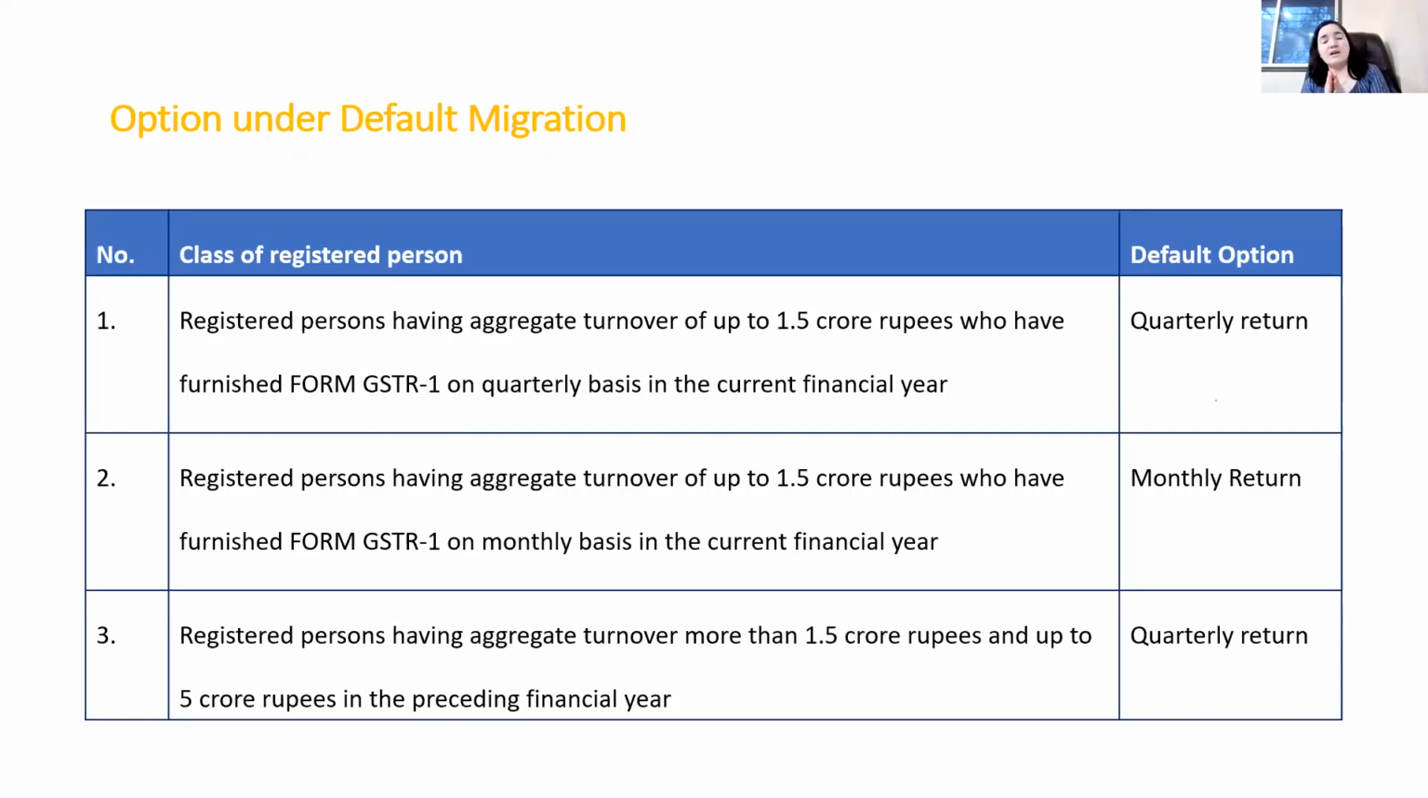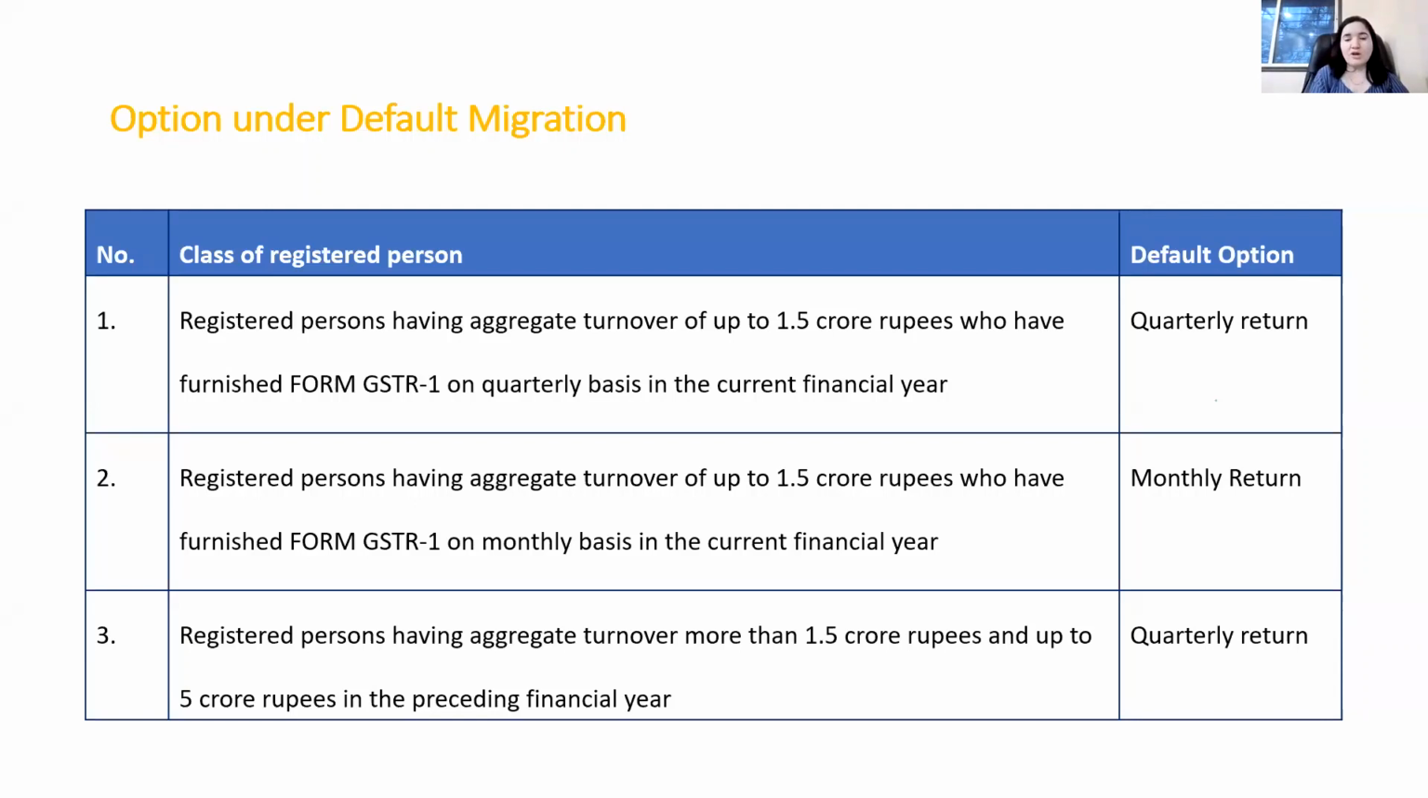So you are aware that up to 1.5 crore earlier also, they can furnish the quarterly GST return. So the taxpayer having a turnover up to 1.5 crore who had opted for quarterly return for GSTR1, by default, was automatically transferred to the quarterly return. Now, the registered taxpayer having an aggregate turnover up to 1.5 crore who had furnished GSTR1 monthly, even though earlier also they had a quarterly option but had opted for monthly, such a taxpayer is migrated by default into the monthly scheme.